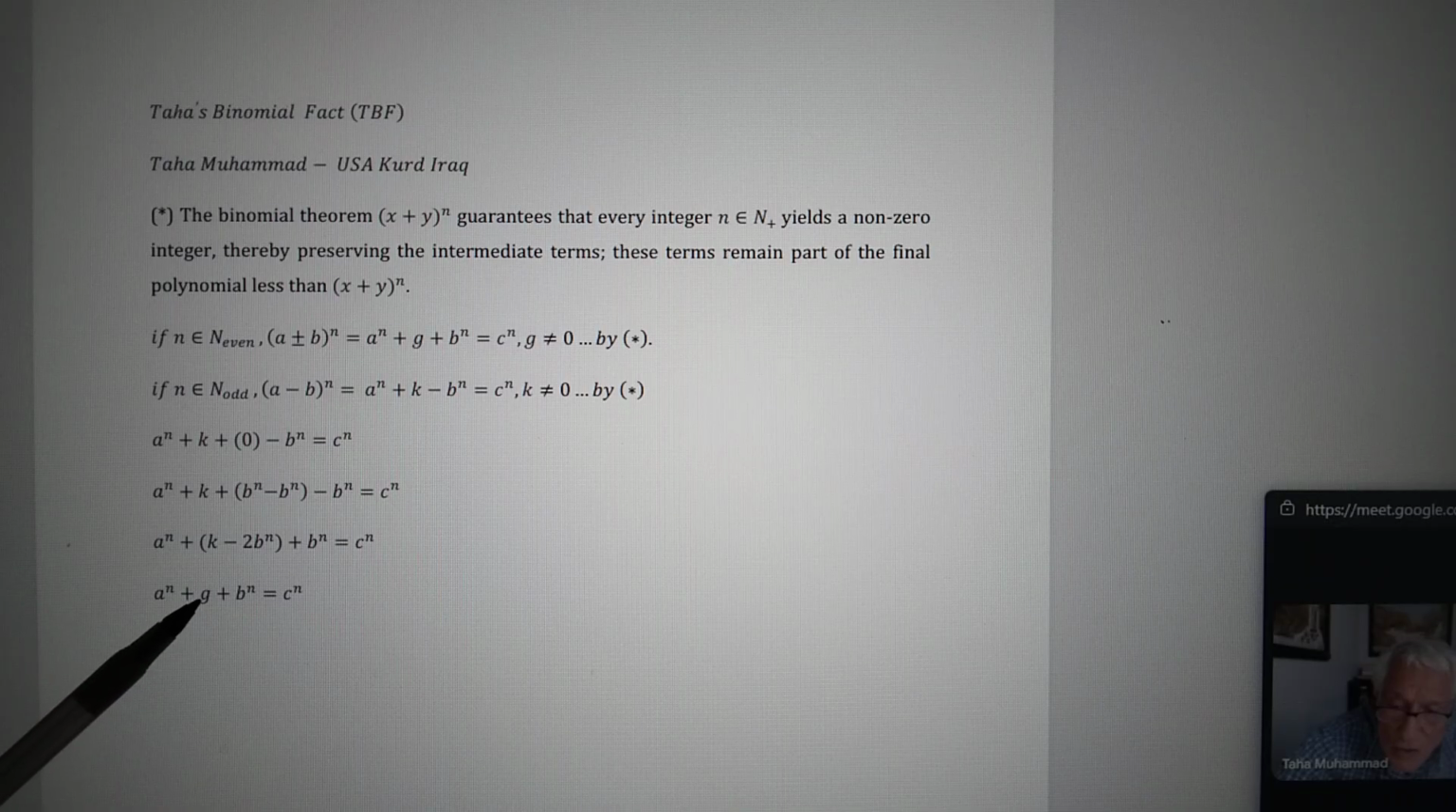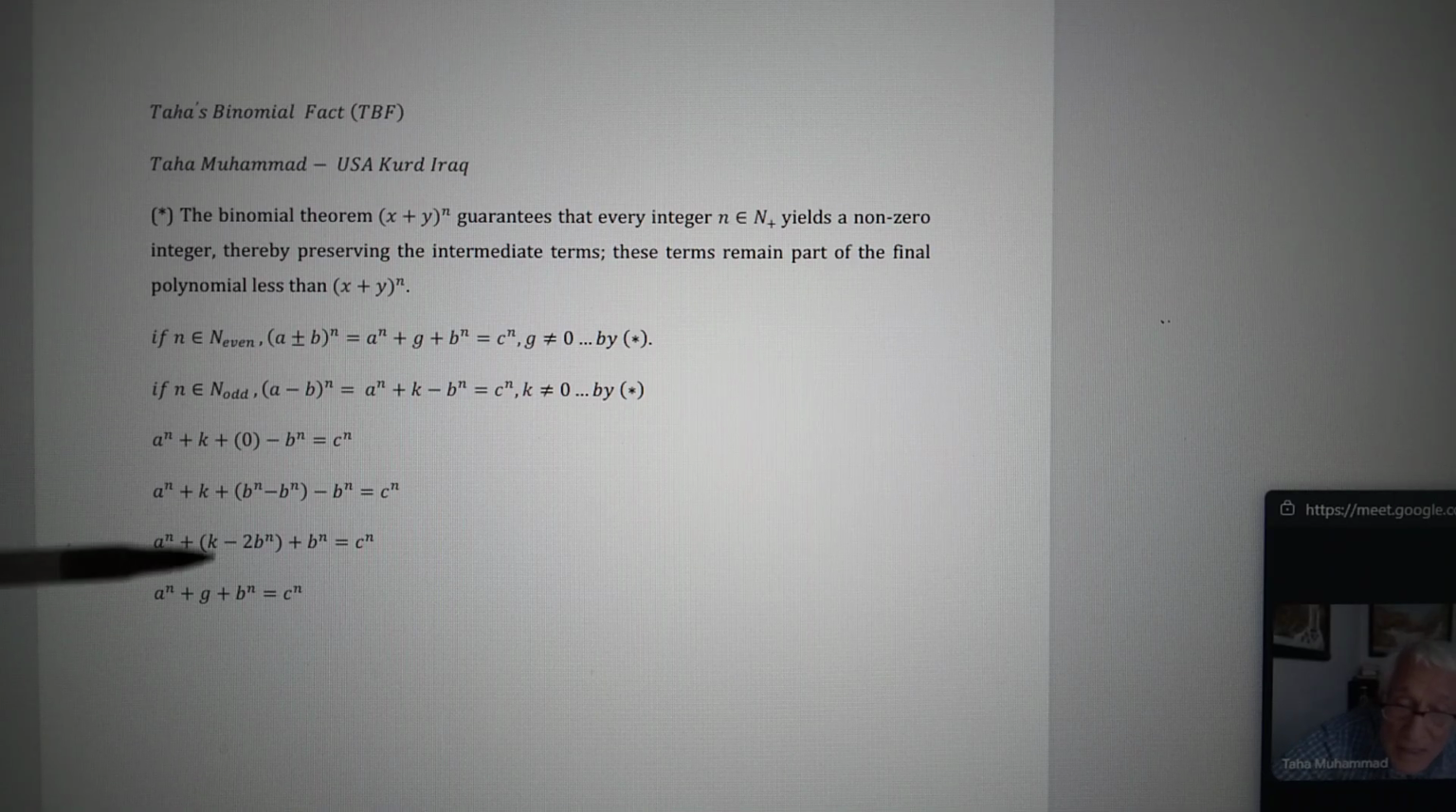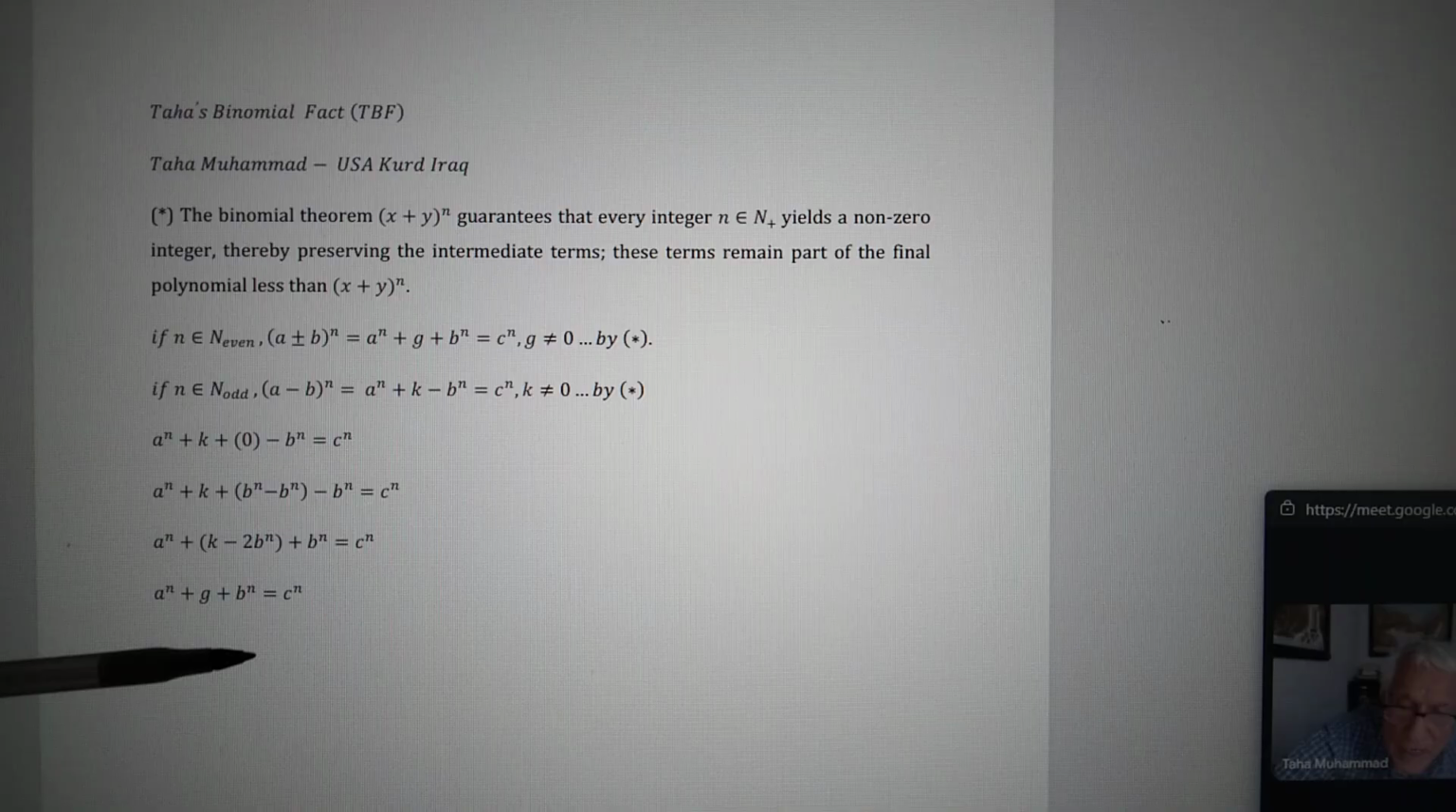When g is not zero, that means when I go to Fermat's last theorem, I will say, okay, depending on Taha's fact, a to the n plus b to the n is not equal to c to the n. I hope this is the answer for artificial intelligence. Two programs told me no. I told yes. And this is my proof. You saw it. If you have a question about my proof, you can let me know, please.